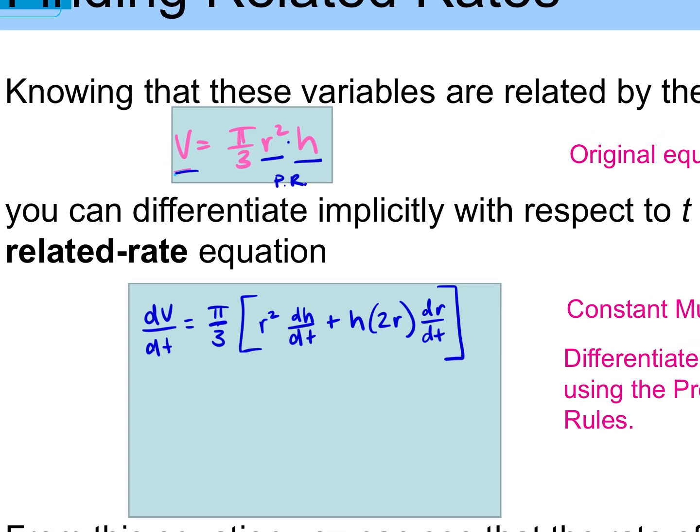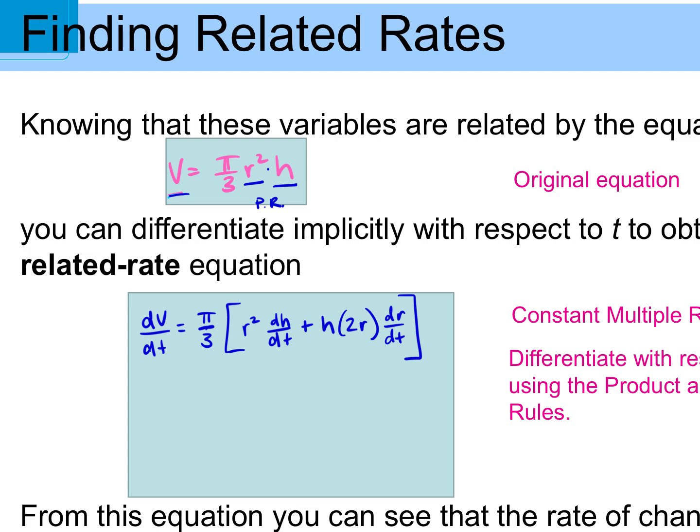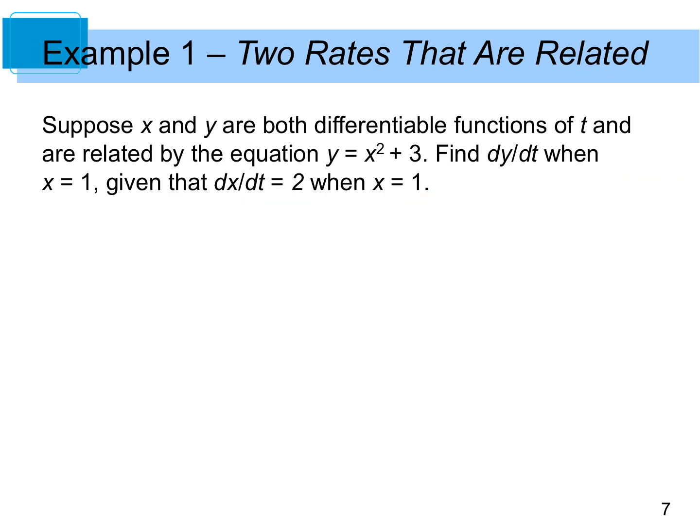So then from here, the question's usually going to give us things to plug in. We just plug them in and solve. So the hardest part for these types of questions is finding the derivative. So example 1 says, suppose x and y are both differentiable functions of t and are related by the equation y equals x squared plus 3. Find dy over dt when x equals 1, given that dx over dt is equal to 2 when x equals 1. So let's find the derivative.